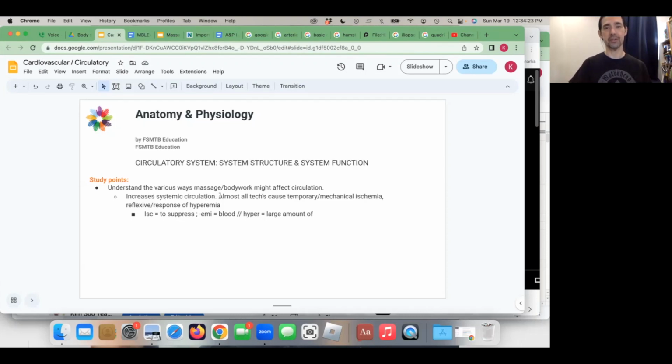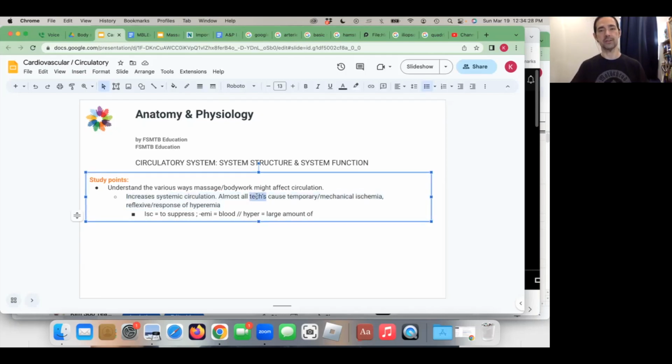Increases systemic circulation. Almost all the hand techniques cause temporary or mechanical ischemia. Isch means to suppress or to stop or to slow down. And emia means blood. So the hand techniques temporarily cause ischemia.